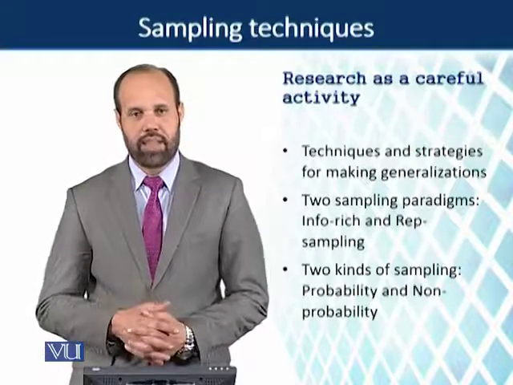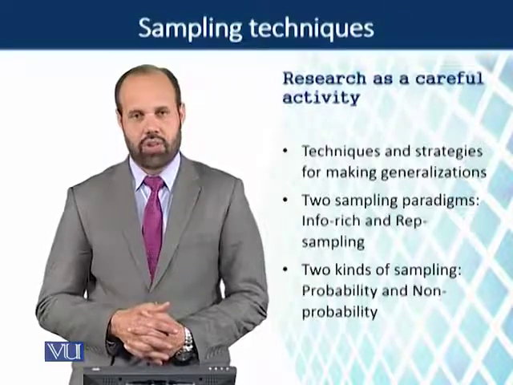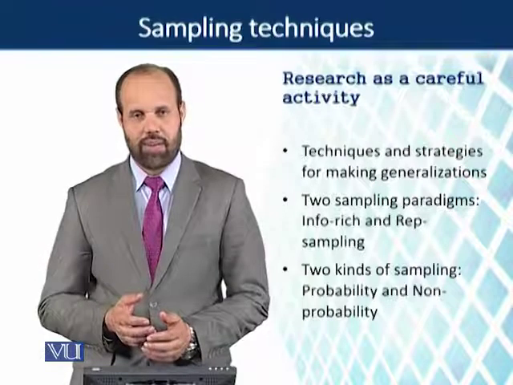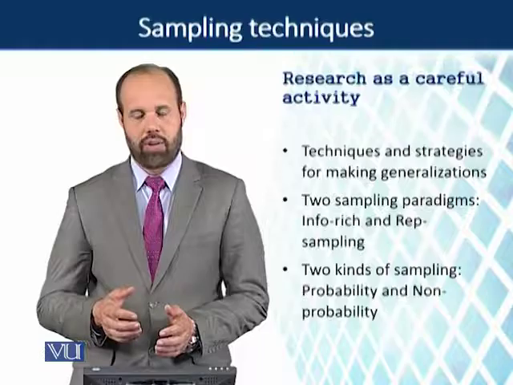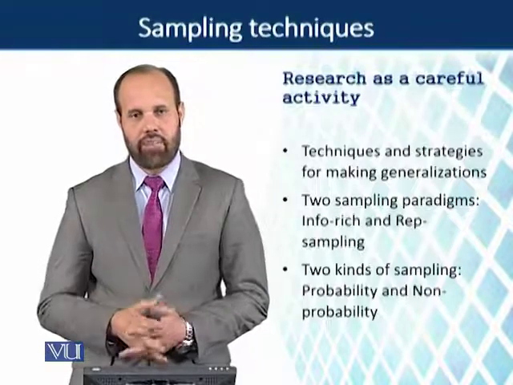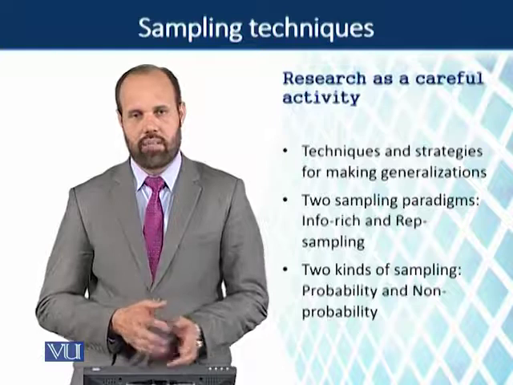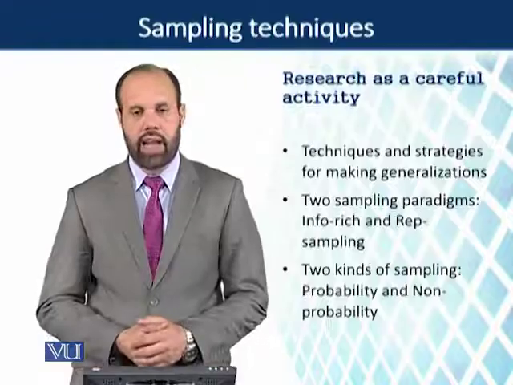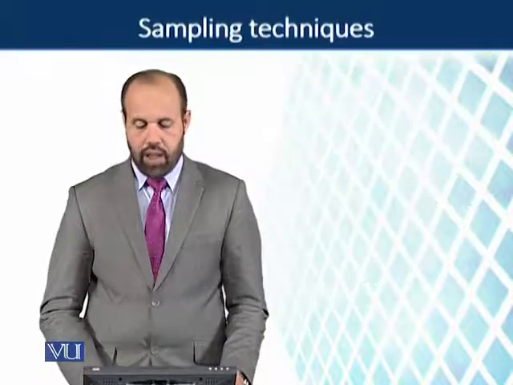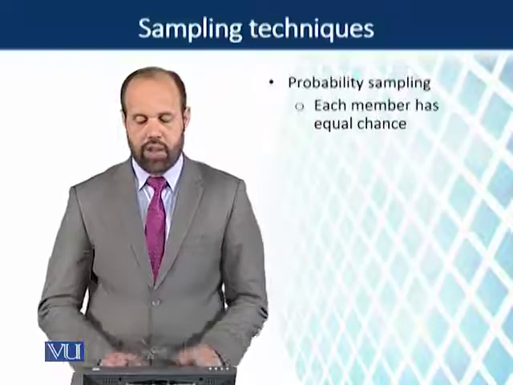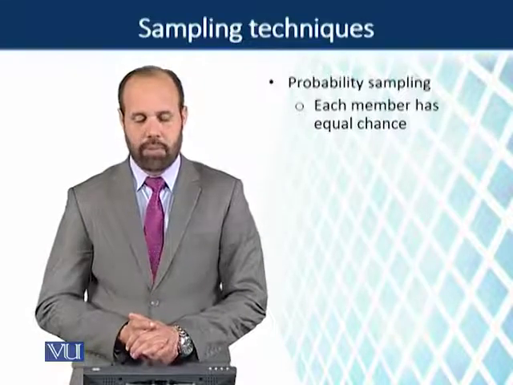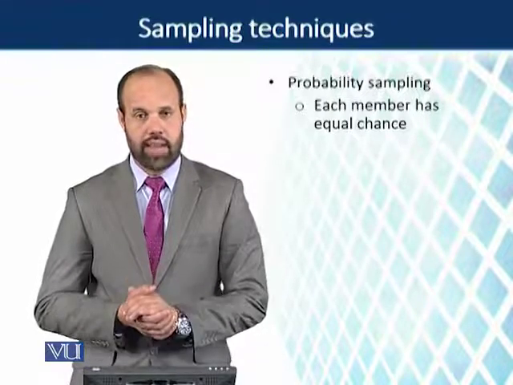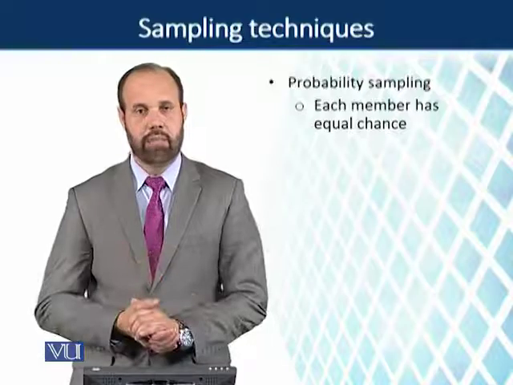And non-probability is the sampling technique which makes it otherwise possible, right? So there is no equal chance, no probability for every member, for every sample to be selected, right? So that's the basic difference between probability and non-probability sampling. Probability sampling, as mentioned, is when each member has an equal chance, equal opportunity to be selected as the sample of the study.